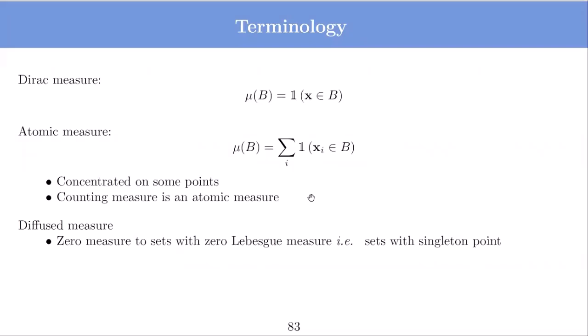And the third thing is diffuse measure. A diffuse measure is different because it will assign 0 measure to any set of 0 Lebesgue measure. So what are the sets of 0 Lebesgue measure? Any set with singleton points. If you take a singleton element x, then the measure would be 1 in the earlier case. But here, if you take any such singleton point set, the measure would be 0. So you have to take a set of non-zero Lebesgue measure to get a non-zero value. That is a diffuse measure.